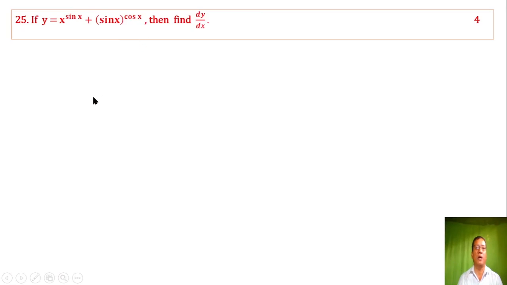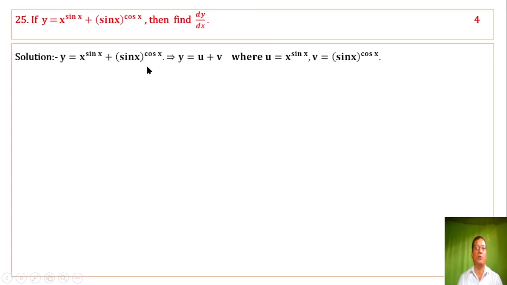For question number 25, if y equals this, find the derivative. Put this equal to u and this equal to v. Then differentiating both sides with respect to x, we have this.